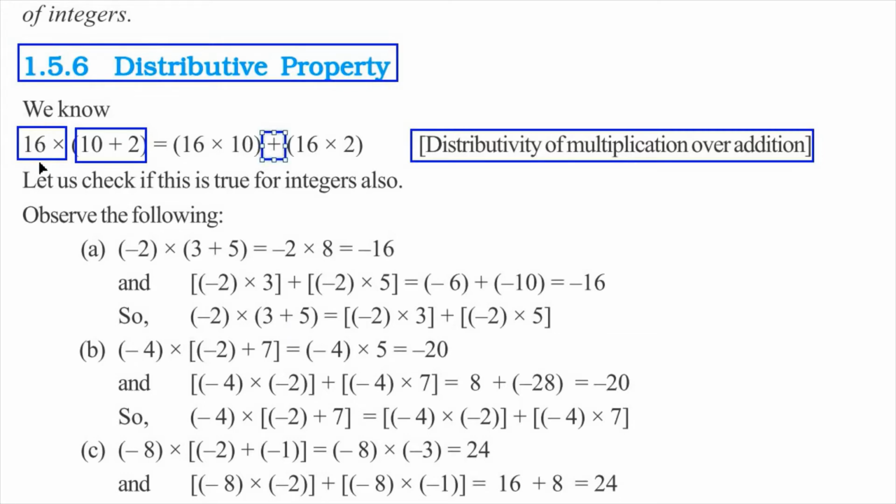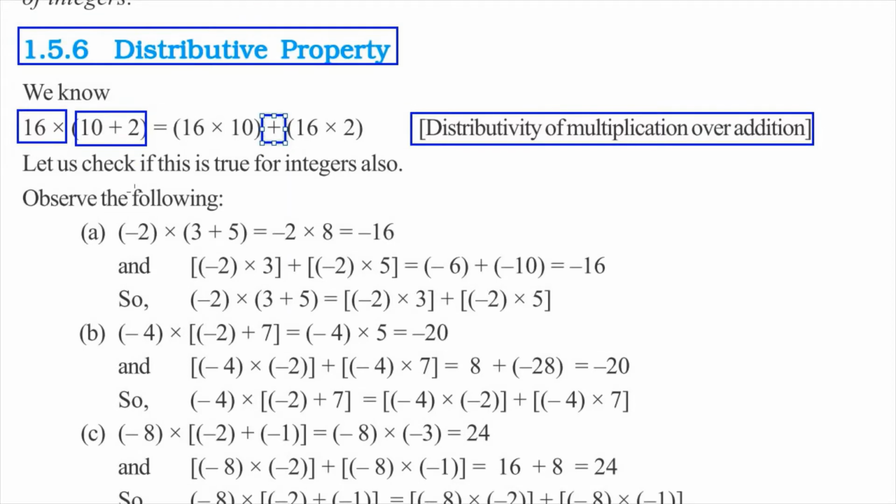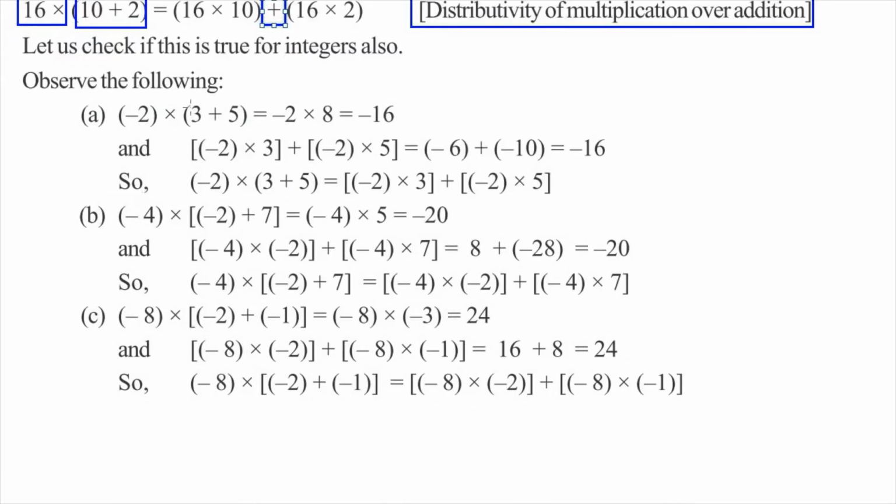So this means that 16 into (10 plus 2) is equal to 16 into 10 plus 16 into 2. So what we are doing is we are distributing the product operator into each of the members of the sum group. Okay. Now let us check if this is true for integers also.